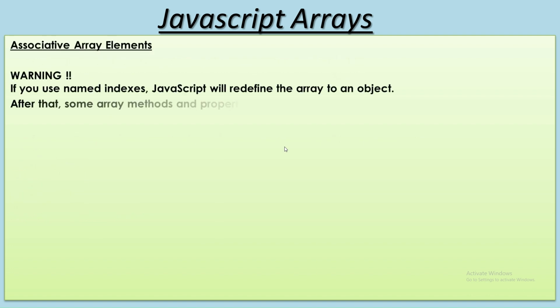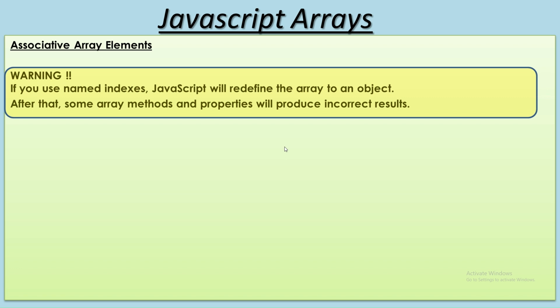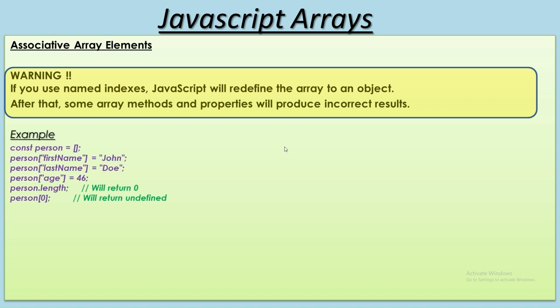Associative array elements warning. If you use named indexes, JavaScript will redefine the array to an object. After that, some array methods and properties will produce incorrect results. For example, const person = [], person["firstName"] = "John", person["lastName"] = "Doe", person["age"] = 46. Now person.length will return 0 and person[0] will return undefined because we used named indexes.